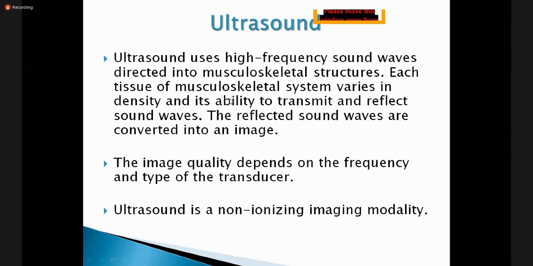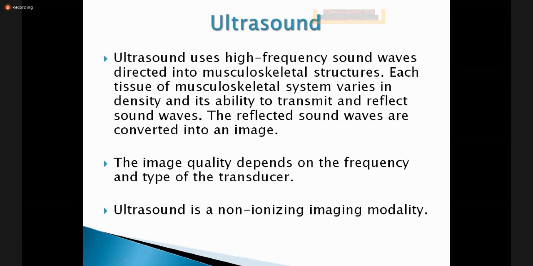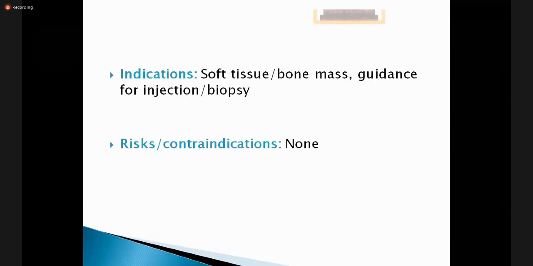The image quality depends on the frequency and the type of the transducer. Ultrasound is also a non-ionizing imaging modality. There are two imaging modalities which are non-ionizing. First is the ultrasound, then the MRI.